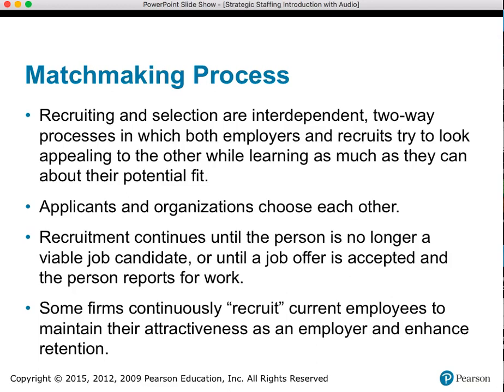The last point I think is kind of interesting. Some firms continuously recruit current employees to maintain their attractiveness as an employer and enhance retention. So when you consider that the recruitment process can go longer into the time that the individual is a full-time employee, think about all the things that we need to do to retain them and how important that is. And so when we think about the staffing process, maybe it's not recruitment that lasts that long, but the staffing process is an ongoing relationship. It's an ongoing relationship from the moment that you reach out to them and say, come and apply for a job, until the day that they retire or leave for whatever reason. You're constantly engaged in building and maintaining that relationship with that employee, and that's really important.